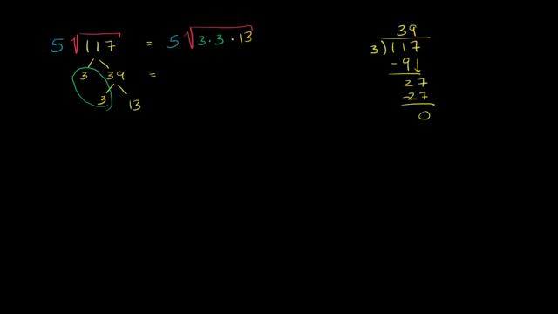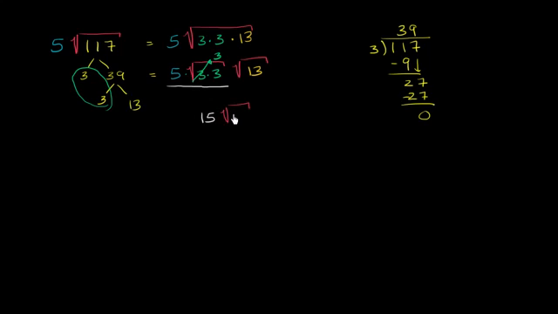And this is going to be the same thing as, and we know this from our exponent properties, 5 times the square root of 3 times 3, times the square root of 13. Now, what's the square root of 3 times 3? Well, that's the square root of 9. That's the square root of 3 squared. That's just going to give you 3. So this whole thing is 5 times 3 times the square root of 13, which gives us 15 times the square root of 13.